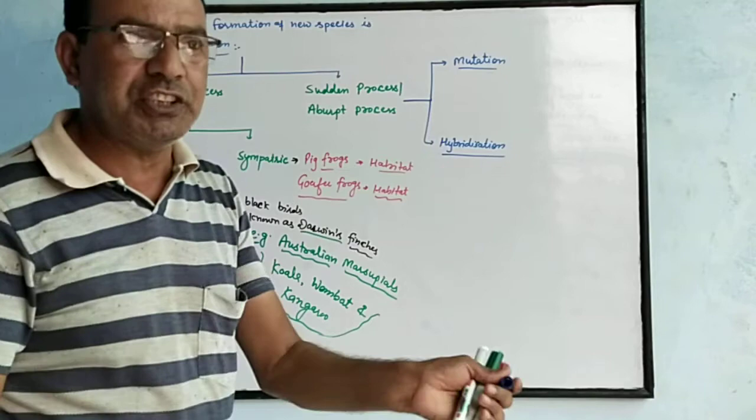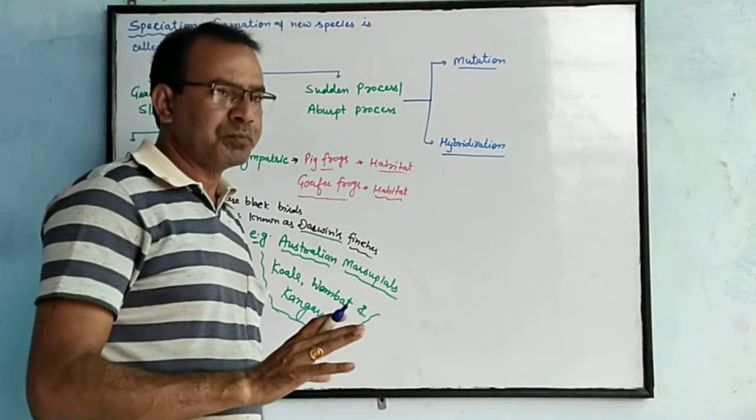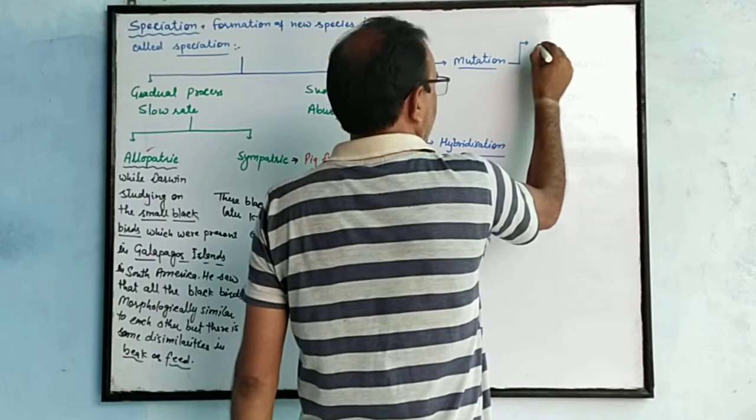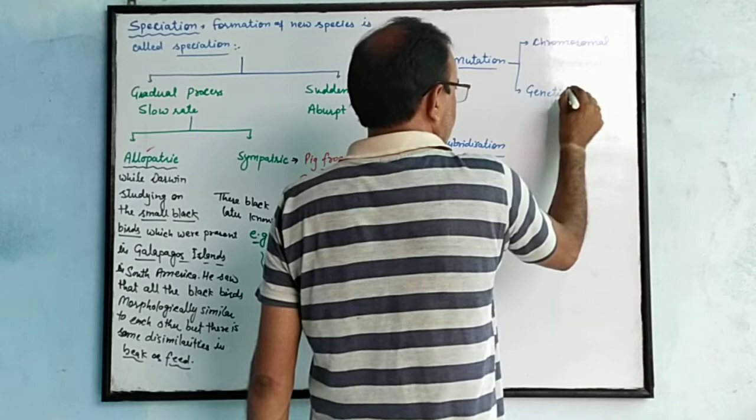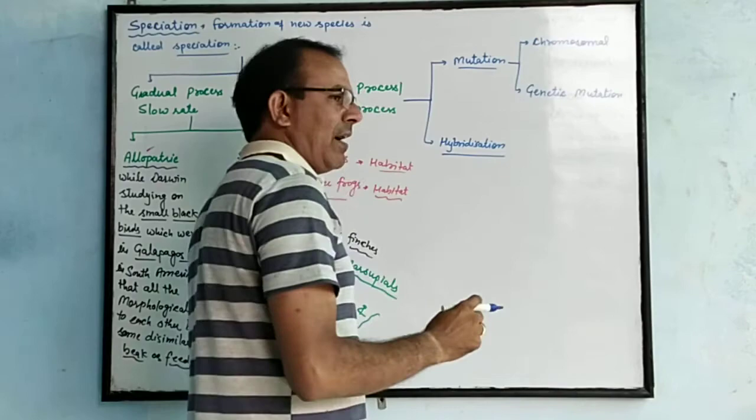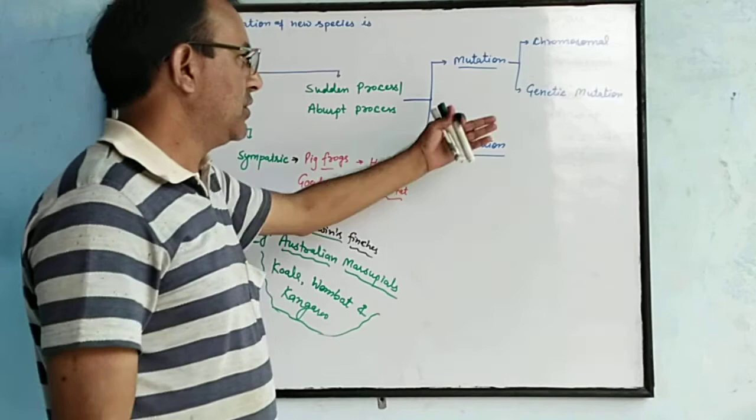As we have already discussed, mutation is basically of two types: chromosomal mutation and genetic mutation. We have already discussed chromosomal and genetic mutation in the previous part. Chromosomal means morphological or numerical changes. Genetic means gene addition or deletion, or maybe translocation.